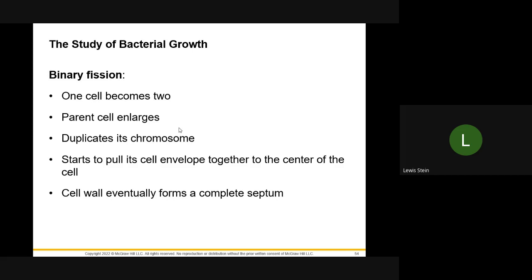Bacteria have a limited amount of nutrients. You can't get rid of the waste products. So over time, it's going to change the environment. The more bacteria grow, the more it's going to alter the living conditions, because they're going to use up the nutrients and the waste products are going to accumulate.